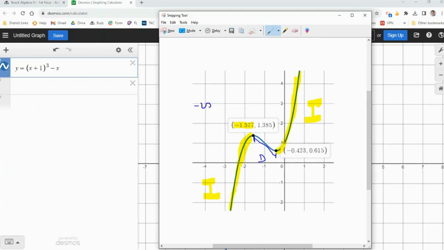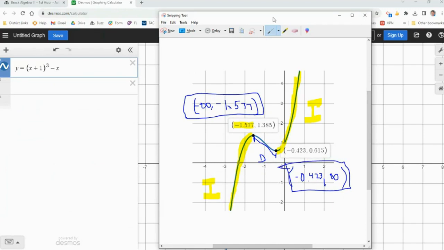Negative infinity to negative 1.577. That's the increasing interval. The other interval is when x is bigger than negative 0.423, all the way to positive infinity. This is an increasing interval. And of course, the decreasing interval would be from here to here.